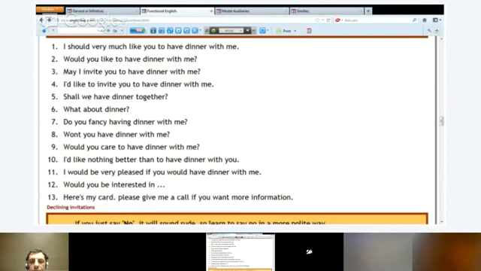Faye, can you read the next 2 or 3 for me and make some comments about what you think about the level of formality? Number 4, I'd like to invite you to have dinner with me. I think it's polite, but it's very close to the second one. Yeah, do you feel that there's something slightly too polite about it, maybe?